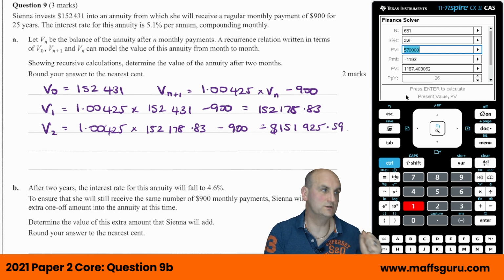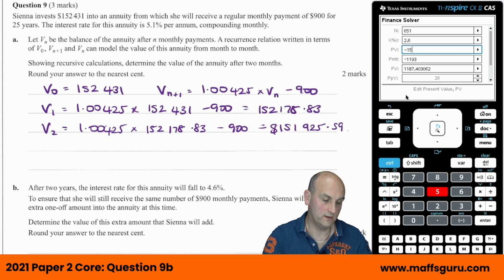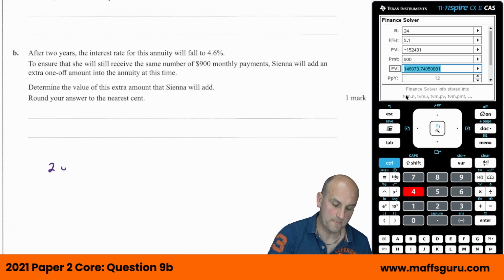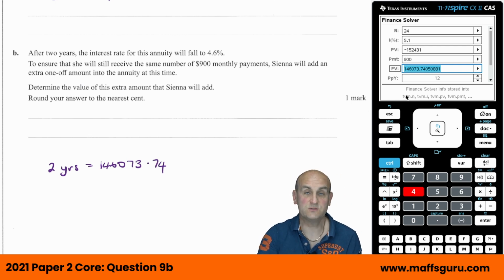Okay, so what I wanted to do here was just work out how much she had after the 2 years. So she had an investment of, so minus 152,431. The interest rate was 5.1%. She will receive a regular payment of $900. The future value is going to be 0, and that's going to be 12 and 12. So actually no. What I want to do is after 24 payments, see how much she's got as my future value. And when I hit enter, after the 2 years she had 146,073.74.